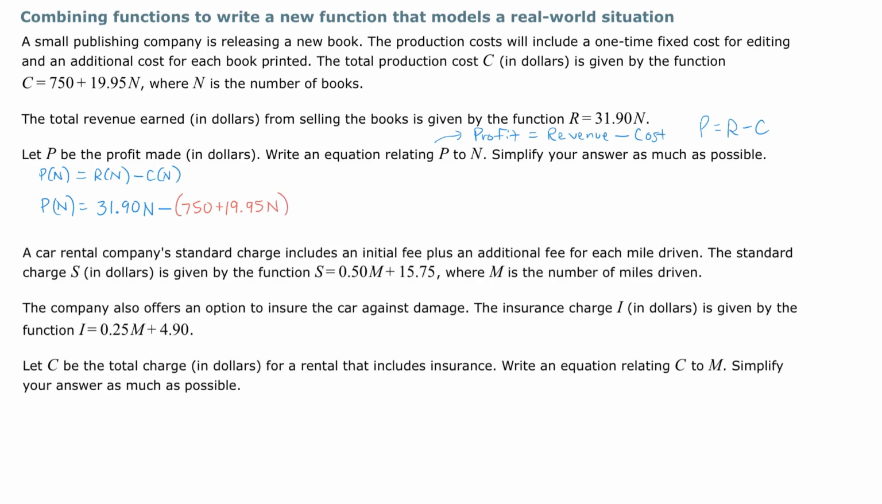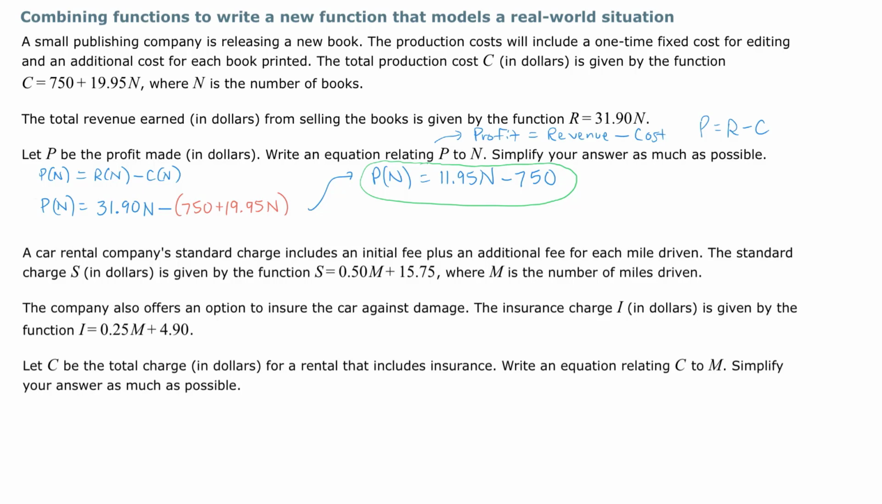Go ahead and collect like terms. And so how many n's are there? Let's see. There are 11.95 times n minus 750. And so there is your profit function. Why don't we go ahead and circle that? So remember, in business, profit is equal to revenue minus costs.